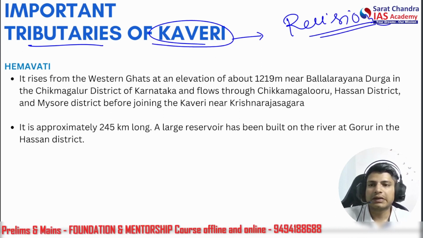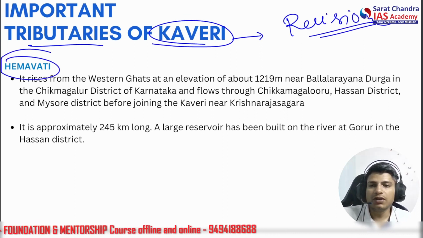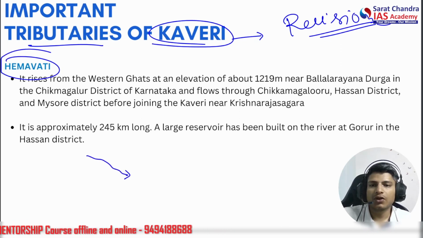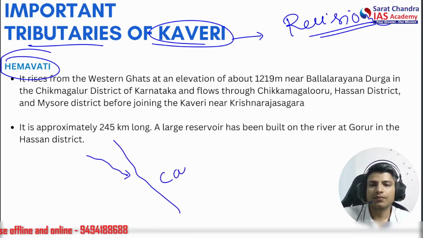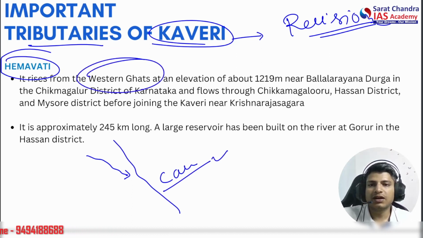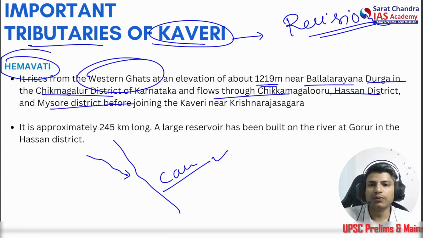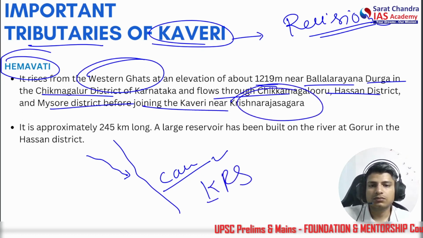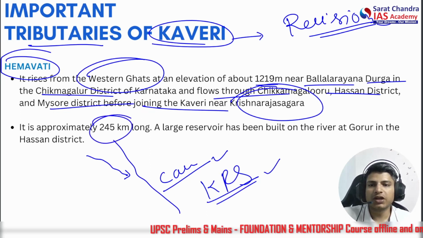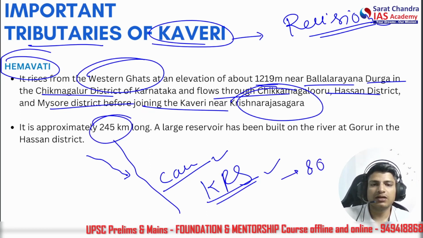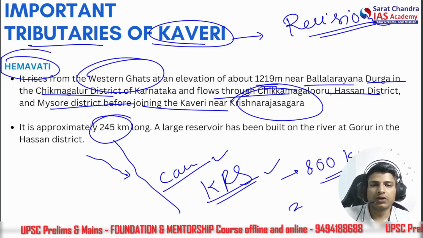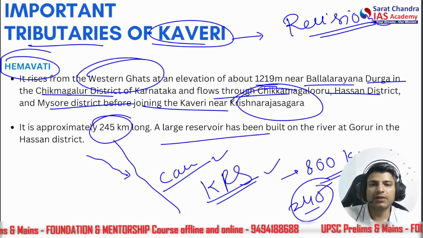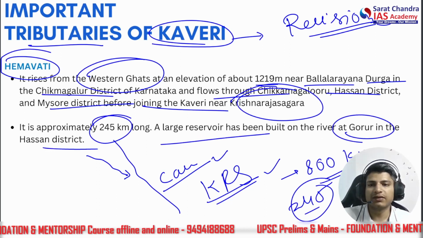So the first tributary we have is Hemavati. So we saw that it comes from here, alright, and merges into the Kaveri. So it rises from the Western Ghats at an elevation of 1219 meters near Ballarayana Durga in the Chikmagaluru district, the same district basically, and flows through Chikmagaluru, Hassan, Mysore before joining the Kaveri near the Krishnaraja Sagara Dam, KRS Dam. Okay, it is approximately 245 km long. Kaveri is almost 800 km long, and this is 245 km long individually. Alright, a large reservoir has been built on the river at Gorur in the Hassan district.